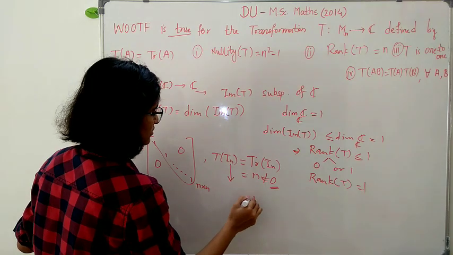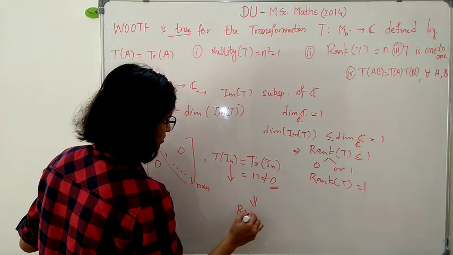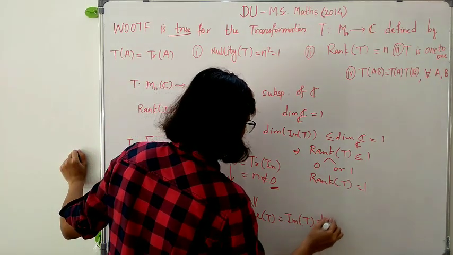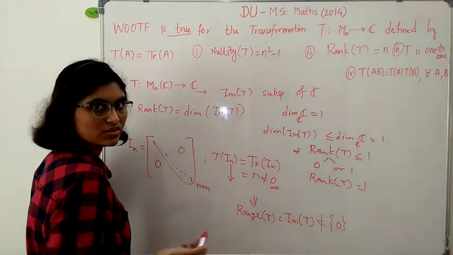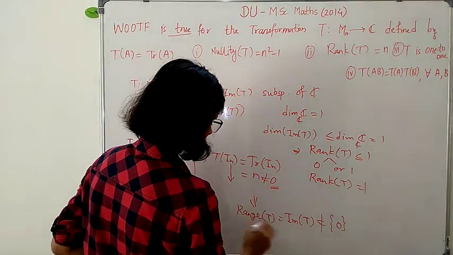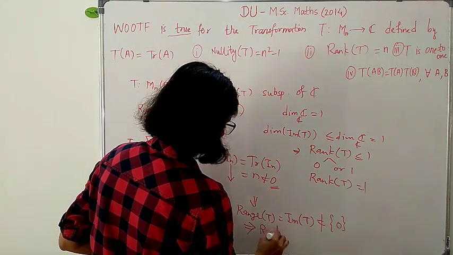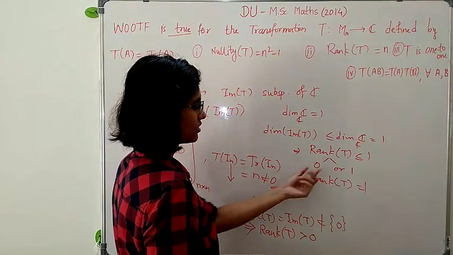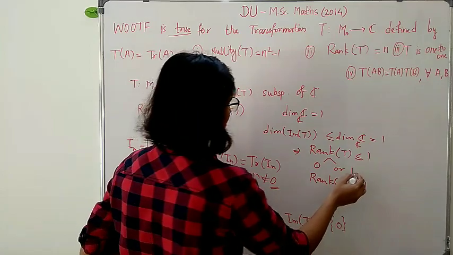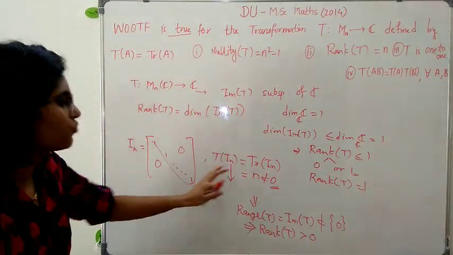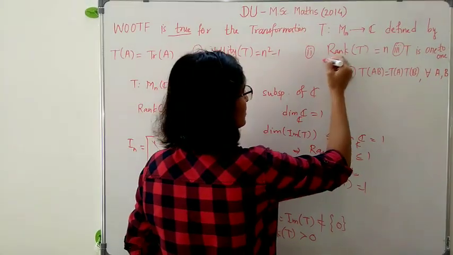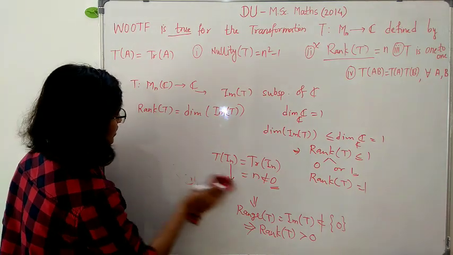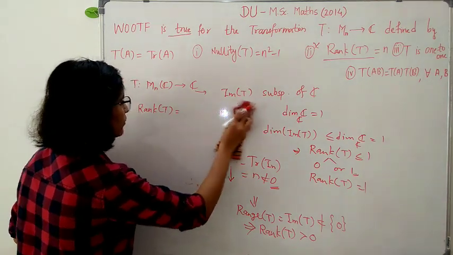So this means the range of T or image of T is not the singleton zero. So this gives rank of T is strictly greater than 0, and we have only two choices, 0 or 1, so that must be 1, and hence the rank is 1, right? So clearly the option that rank of T is equal to n is not true. So we have this rank is equal to 1.